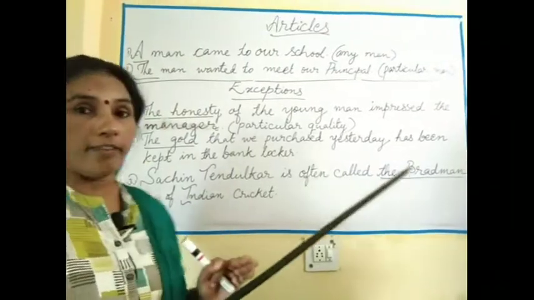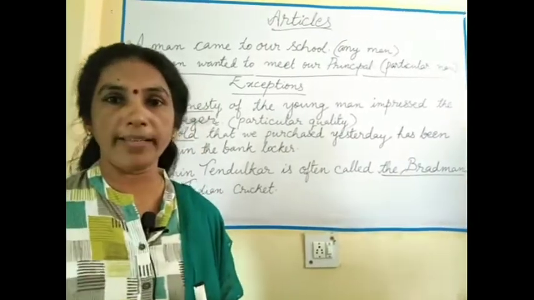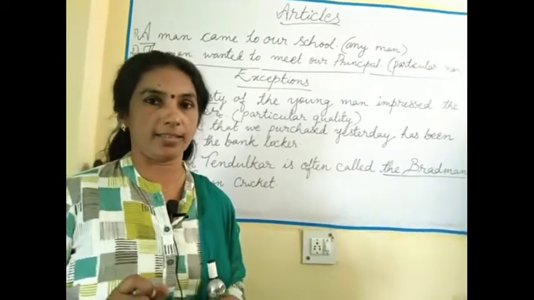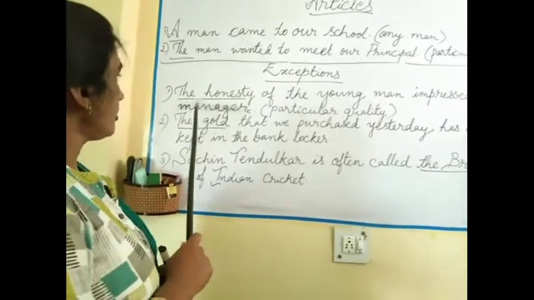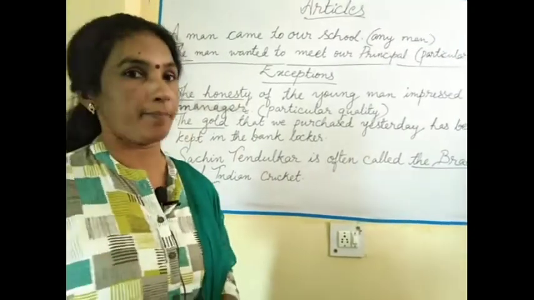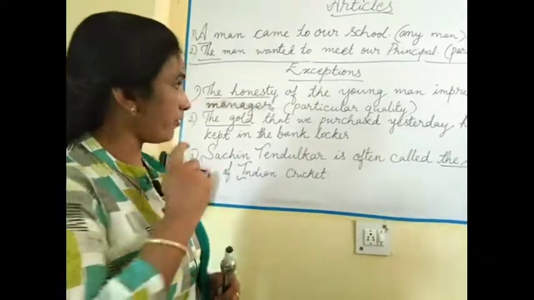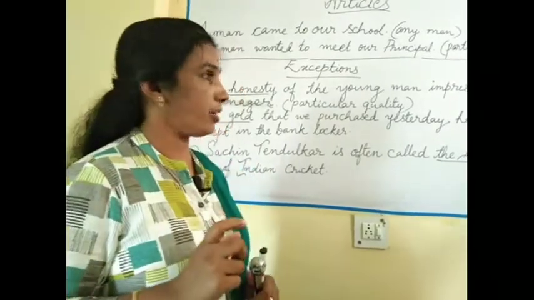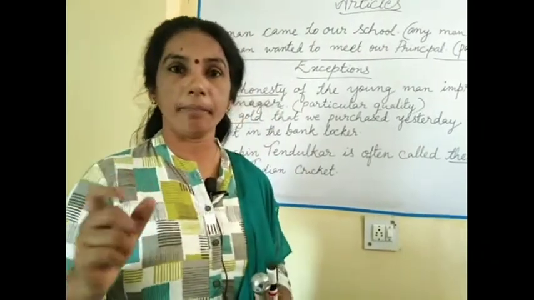And we have learned that before an abstract noun, proper noun or material noun, we do not use articles, but there are some exceptions. Let us see some examples. In the first sentence, you can see, the honesty of the young man impressed the manager. Here we know that honesty is an abstract noun, but we have used the definite article "the" before honesty. Why? Because it is showing the particular quality of that young man.